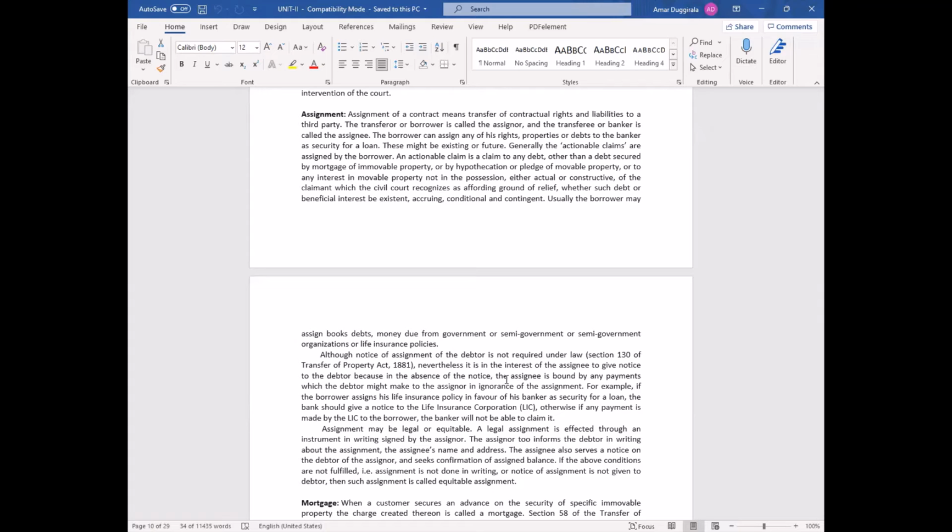The borrower can assign any of his rights, properties, or debts to the banker as security for a loan. These might be for existing or future loans. So assignment has a broader concept. I want to take, say, for example, 1, 2, 3 loans in the next 10 years. So I have assigned my rights, my liabilities, my debts to someone else.